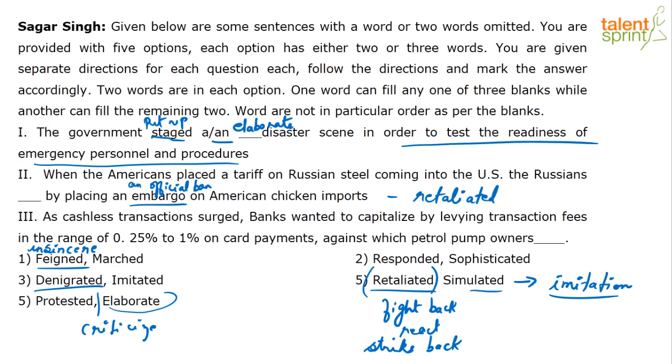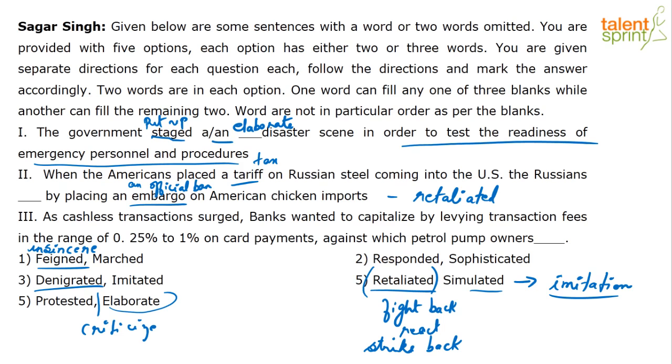Tariff is nothing but a tax. A tax on whatever, importing or exporting, whatever, right? So Russians are exporting steel into the US. So what the US guys did is they placed a tax on it. The Russians obviously didn't like it. So what they did, they retaliated by placing an official ban on American chicken imports. So when America wanted to send chicken back, they said, no boss, you can't bring this into our place, right?